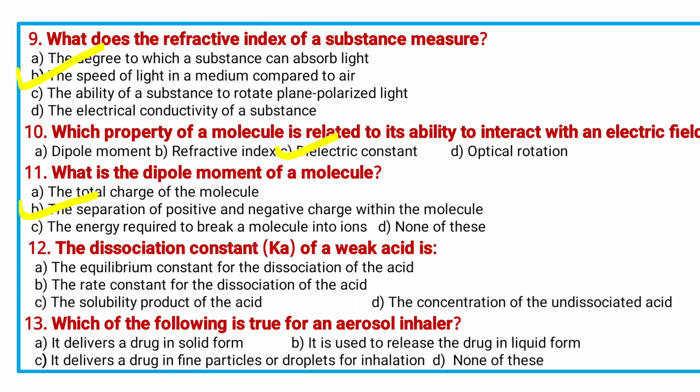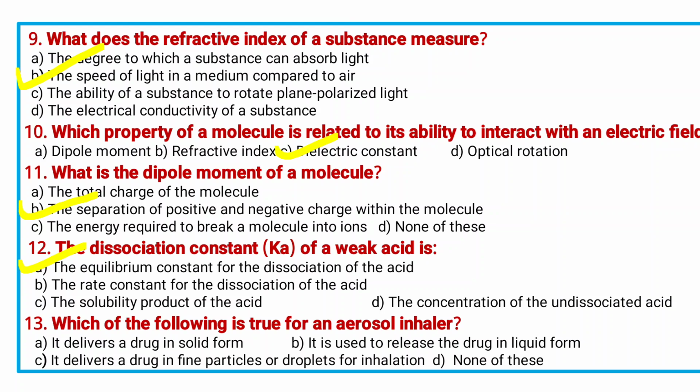Next, question 12. The dissociation constant of an acid is A, the equilibrium constant for dissociation of the acid. B, the rate constant for dissociation of the acid. C, solubility product of the acid. And D, concentration of undissociated acid.